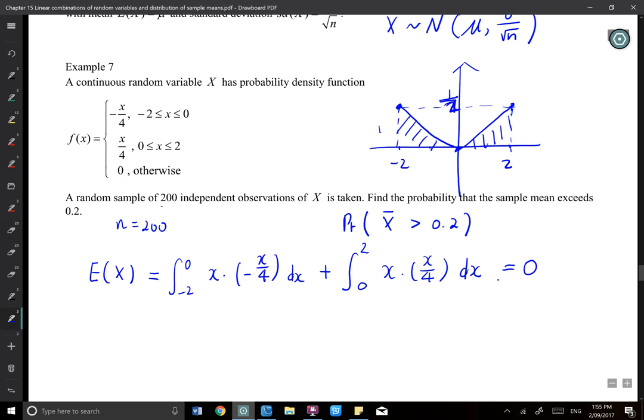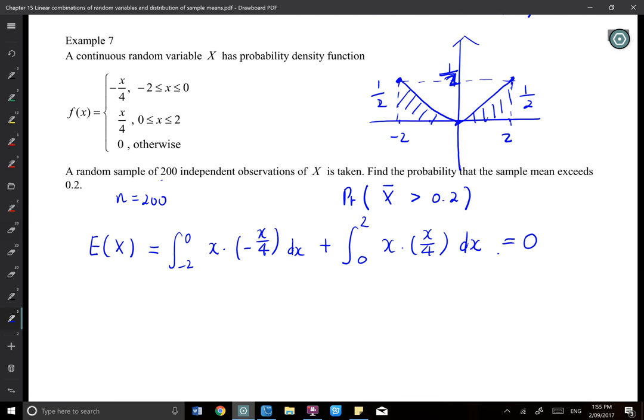Because the area needs to be 1. That's a rectangle. You put that together. Length 2 and width half. So that is 1. The area is 1. And it's quite symmetrical. You can guess that the mean must be 0.